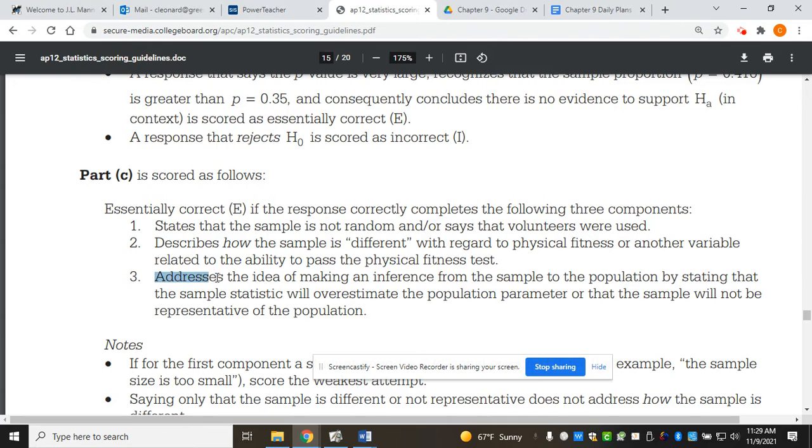And then also addresses the idea of making an inference from the sample to the population by stating that the sample statistic will overestimate the population parameter or that the sample will not be representative of the population. I would imagine more of you would go with this piece of it than the first because of the way that the problem was worded. It didn't say what is the issue and why or how. It just said what is the issue. So I think a lot of people would say it would not represent the population correctly, and that's fine.